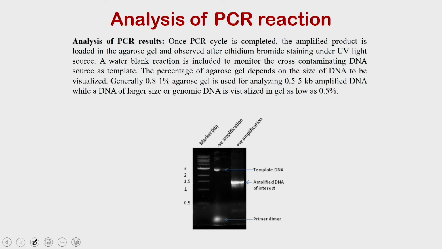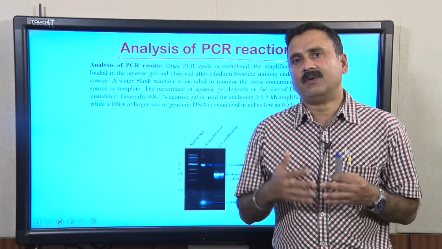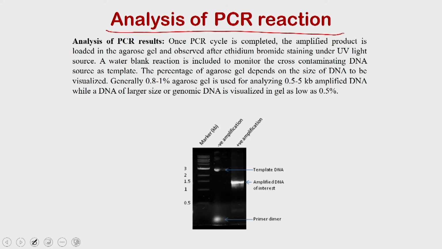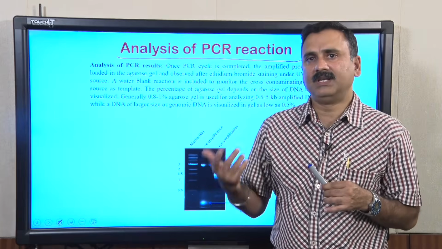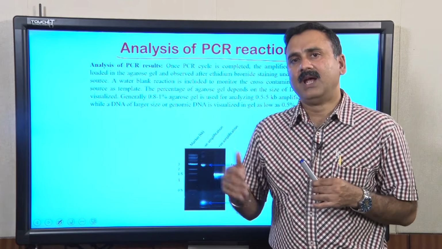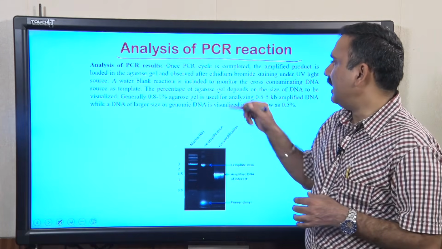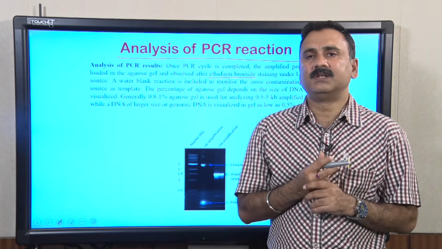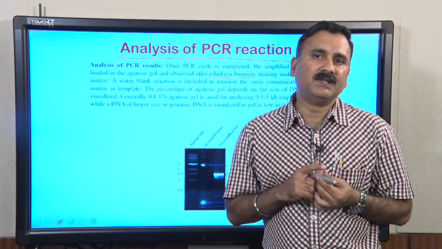Then at the end, Banesh and his team are going to show you how to analyze the PCR product. Once the PCR is over, you take out the sample from the PCR machine. Then you have to cast an agarose gel, and while casting you have to take a lot of precautions. While casting you can add the dye called ethidium bromide. Ethidium bromide is an intercalating agent, and it intercalates into the DNA, and that is how it gives fluorescence to the DNA.